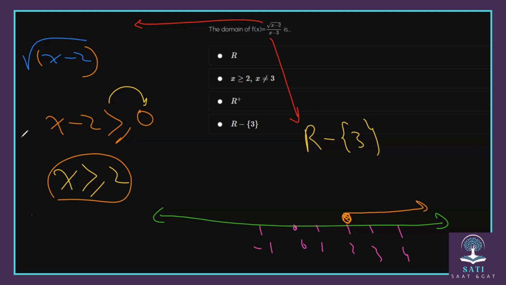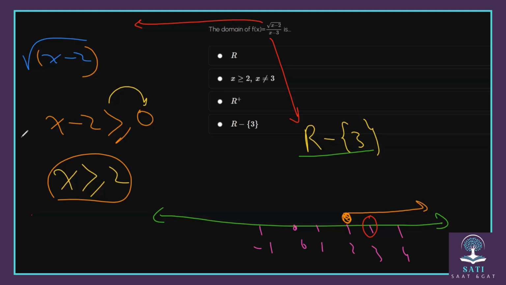Good. And what about this one? This one is all real numbers. That means all the green line except one value. What value is that? It is this value, that is 3. So 3 is excluded. All real numbers except 3.